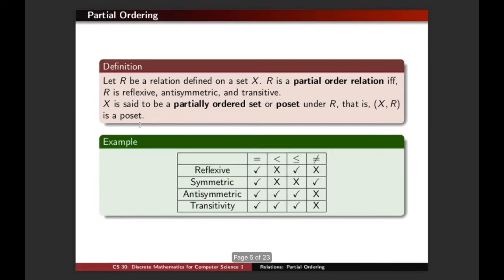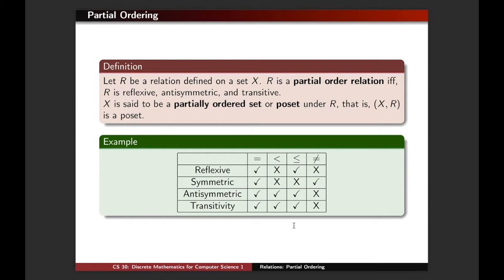So going back to the property of some operations on real numbers as given here, notice that there are two operations that satisfy the condition of partial order relation. So that's equality and the less than or equal relation. So they are both checked in the reflexive, antisymmetric, and transitive property.